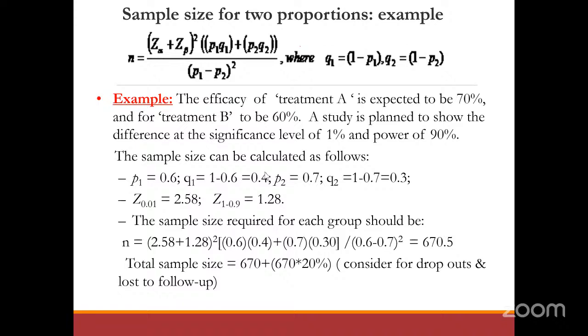After that, the Z value is there, and the P and Q values. After calculating, this value is 670. I told you that we have to consider non-response cases, or cases lost to follow-up. Generally we consider 20% extra sample for the dropout cases, and that will be added to this 670.